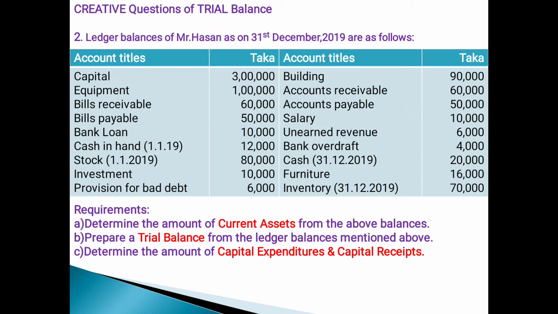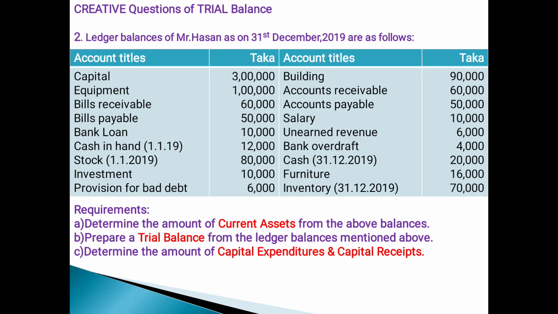First one is capital. You know, capital is the amount of equity. When equity increases, the capital account is credited. So at all times, the capital account is credited in the trial balance. Equipment is one kind of fixed asset, that is a long-term asset or capital expenditure. You know, all assets are debit, or capital expenditure is debit. So the equipment account is to be debited in the trial balance for Taka 1 lakh.